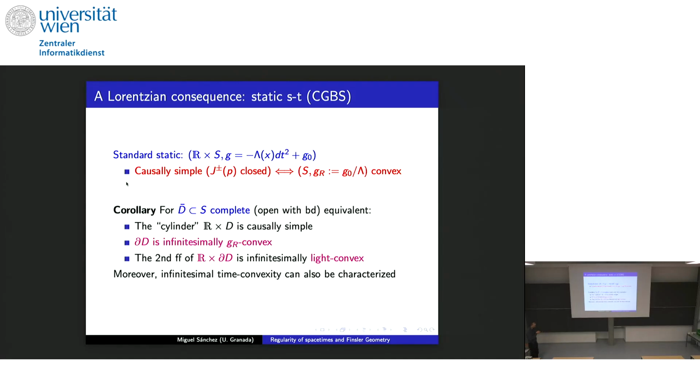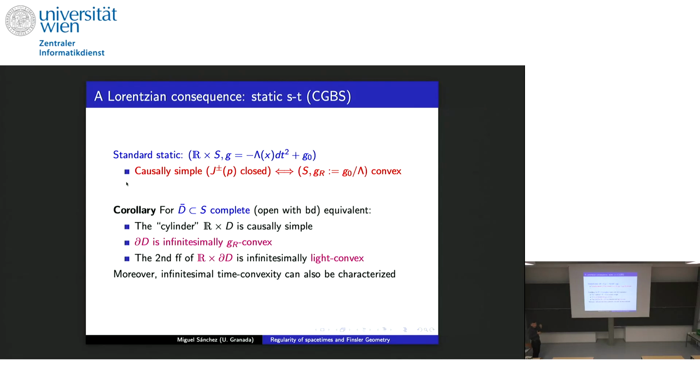The first one is about standard static spacetimes. Here, it is simple. It is easy to characterize the causal simplicity of this spacetime. Recall that causal simplicity means that the causal future and past of the points are closed. This is equivalent to the convexity of the metric on the space part, okay? But not the initial metric, but the product between the initial metric and the lapse, the function multiplied by dt squared. As I have said, this is a simple computation.